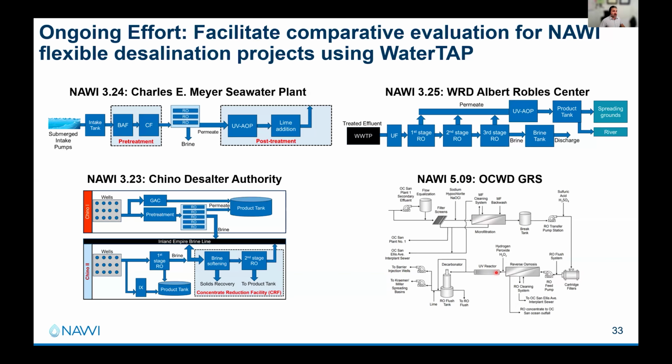With flexible operation, what benefits can I get out of that? What kind of cost savings can I achieve? But also, what are the repercussions? What are the limitations? What are the bottlenecks of flexibility? So this is an ongoing effort, and we're basically looking to do comparative evaluation across these four systems. So the Charles E. Meyer Seawater RO plant, WRD Albert Robles Center, Chino Desalter Authority, and OCWD.